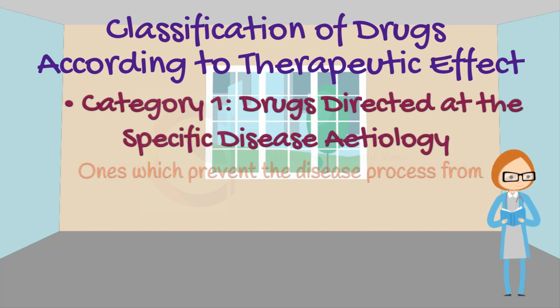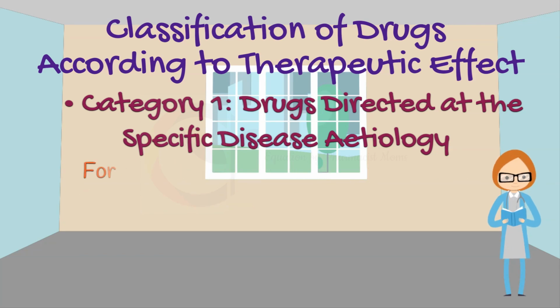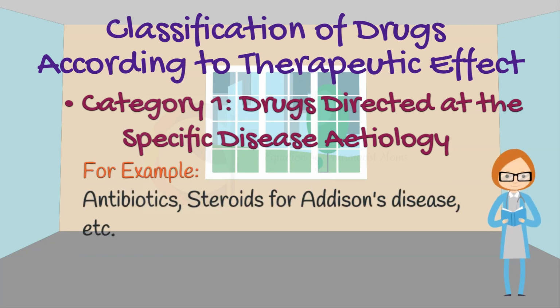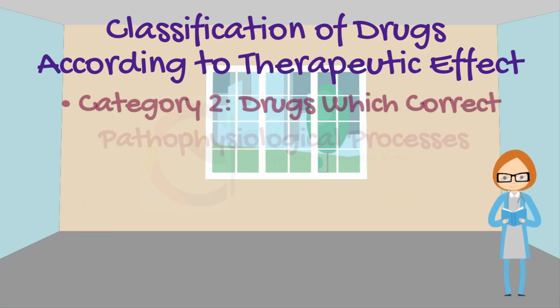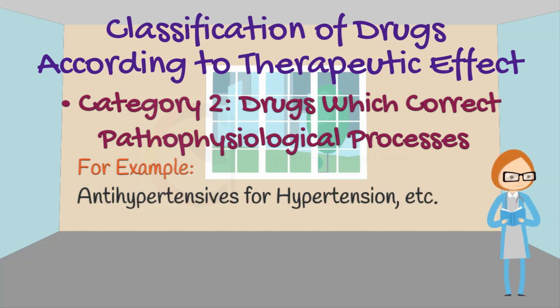Category 1 or drugs directed at the specific disease etiology. These drugs prevent the disease process from developing or aim to reverse it. For example, antibiotics, steroids for Addison's disease, etc. Category 2 or drugs which correct pathophysiological processes. These drugs cannot address the underlying etiology, but can ameliorate its effects on the patient. For example, antihypertensives for hypertension, etc.